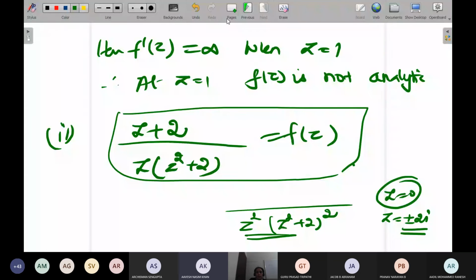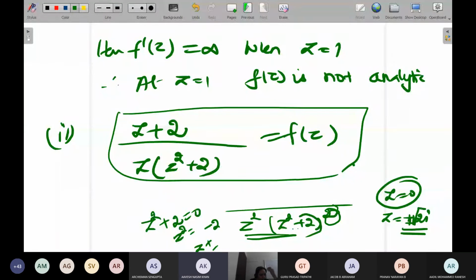Next one. Ma'am, shouldn't it be under root 2, ma'am? What dear? Why will under root 2 come? Ma'am, z square plus 2, right? You need not bother about this. You are going to talk about the points at which the function is not analytic. Yes, ma'am, z square plus 2 is equal to 0, then z square is equal to minus 2, z is equal to minus root 2. Okay, sorry, dear. Minus root 2. Yes.